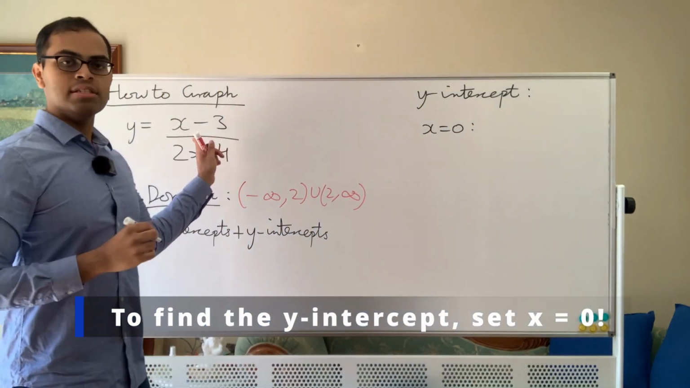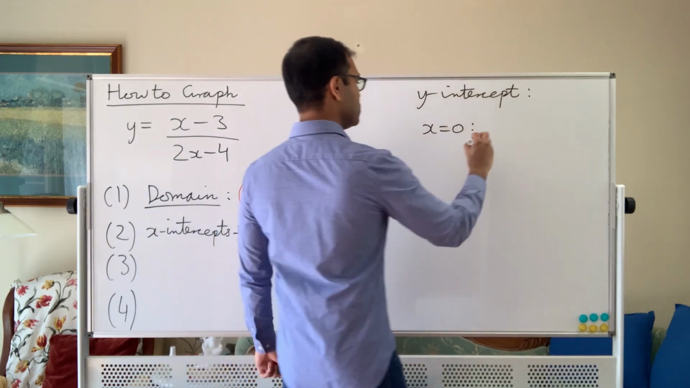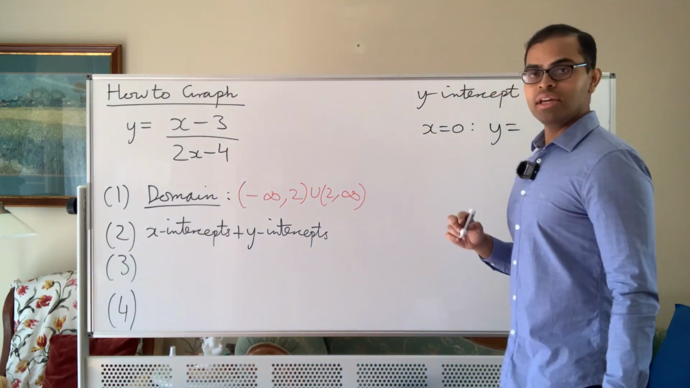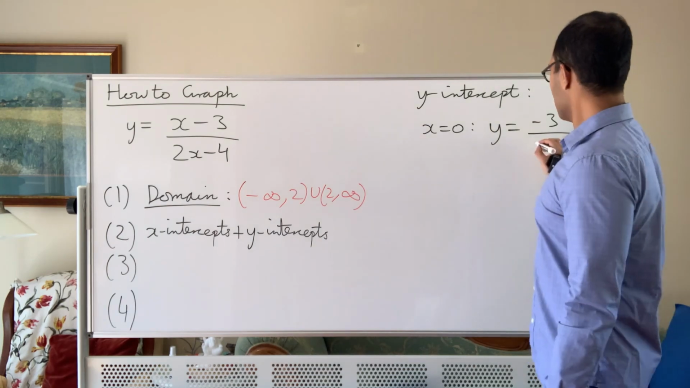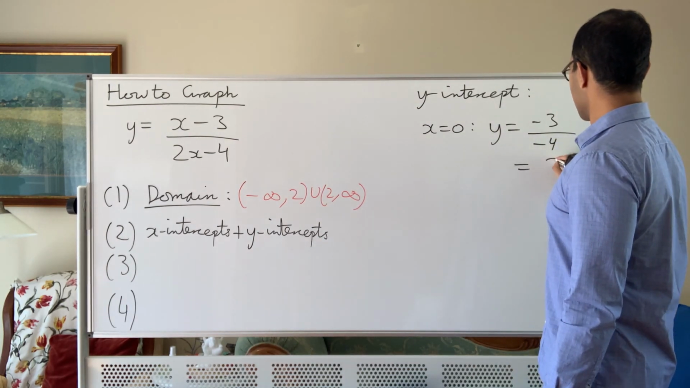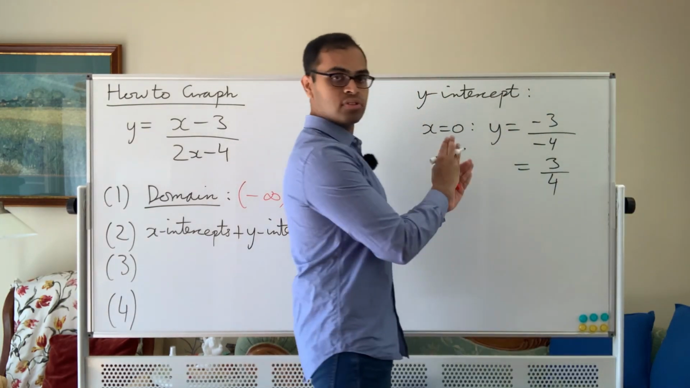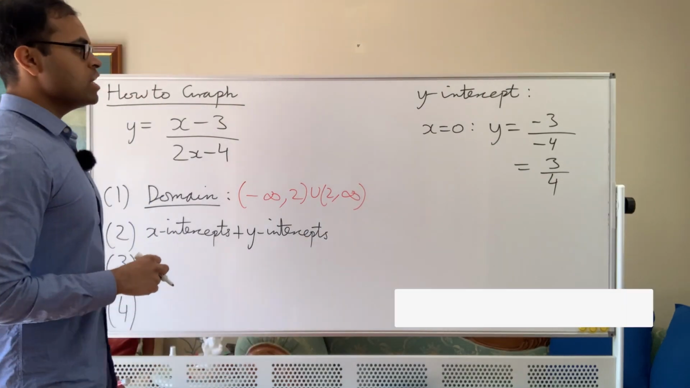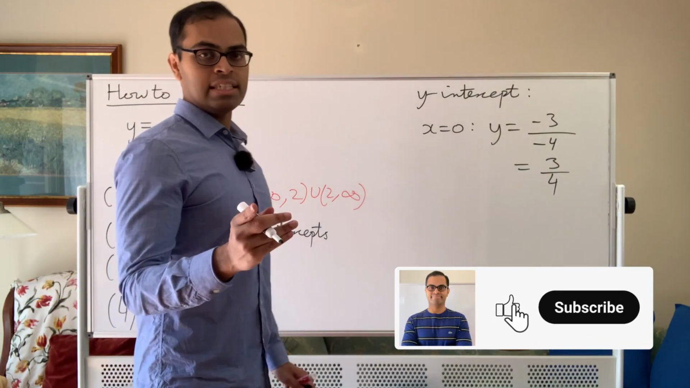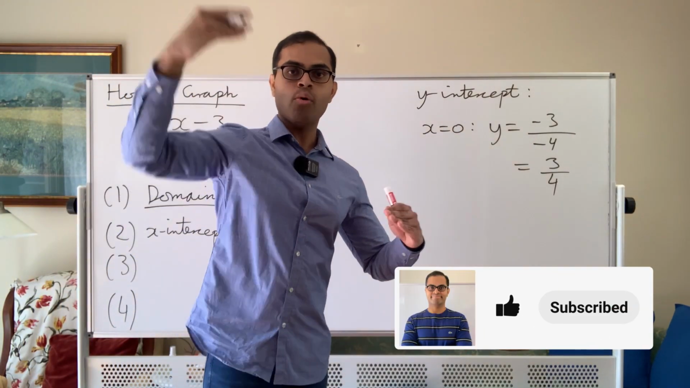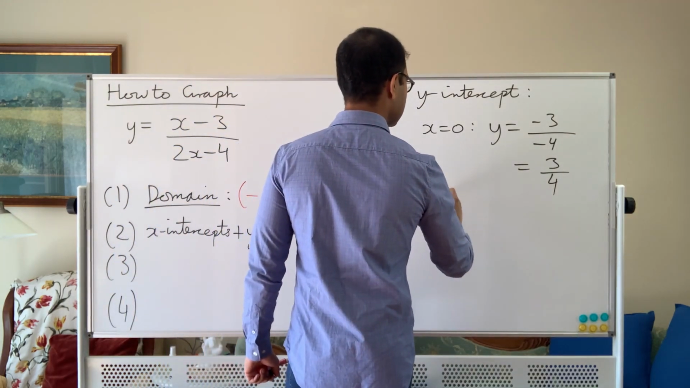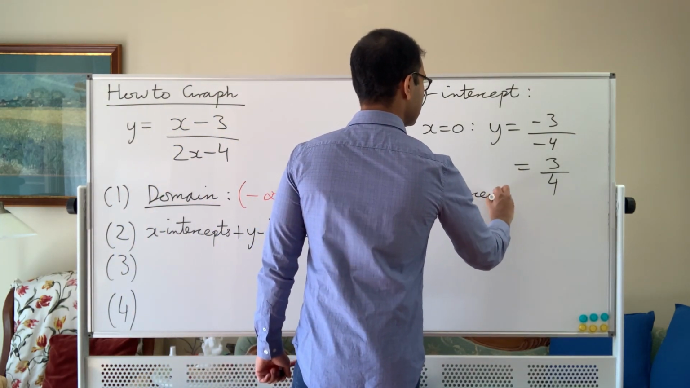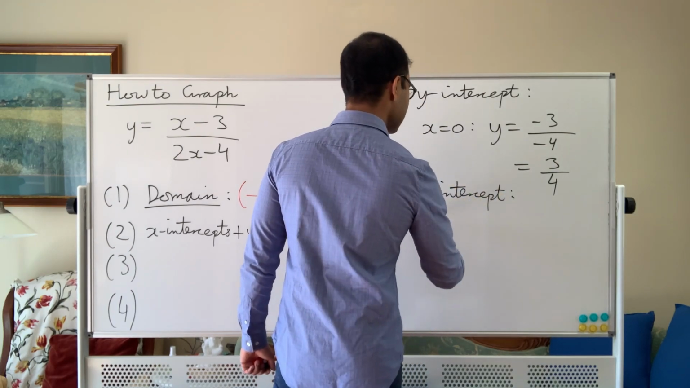So if x is equal to 0, then y is going to be equal to 0 minus 3, so it's going to be minus 3 divided by minus 4, which is just equal to 3/4. Okay, so that is the y-intercept. For the x-intercept, it's on the x-axis, so the y-coordinate is 0. You're not going above or below the x-axis. So for the x-intercept, you set y equal to 0.